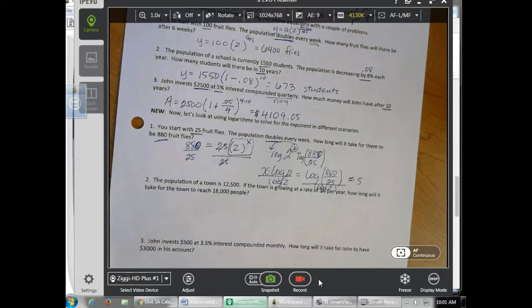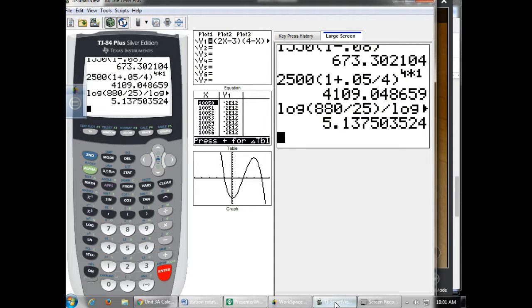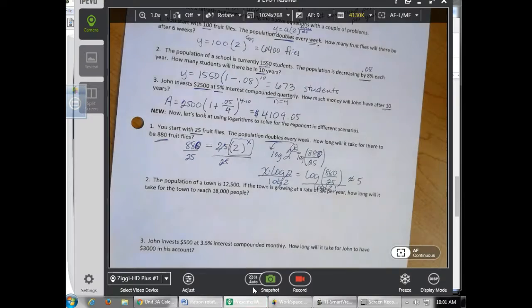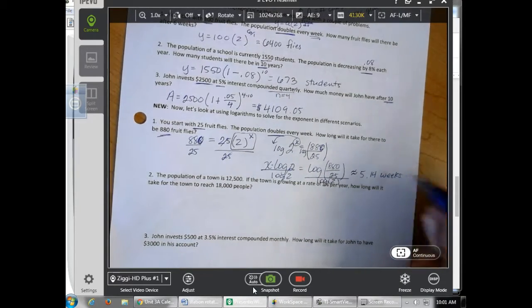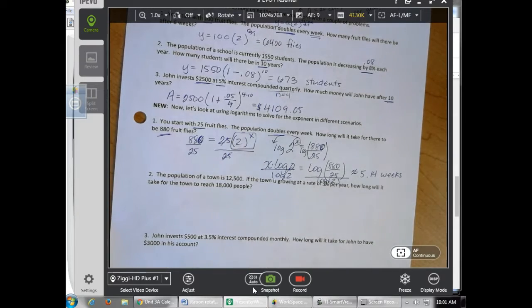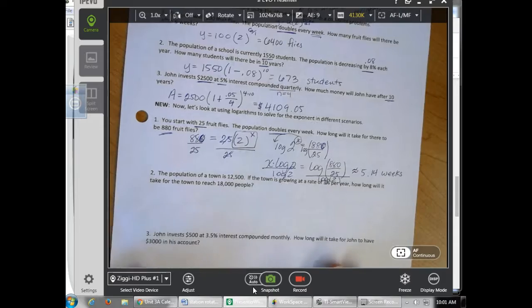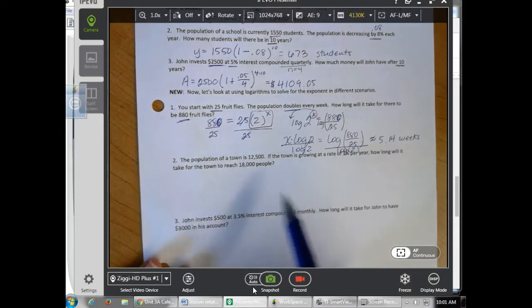I can't remember exactly what that said. It said 5.14. So 5.14 weeks. So that is what we're doing today. It's nothing too terribly different than what we've been doing. It's just bringing two things that you know how to do together into one. And let's do the next one.